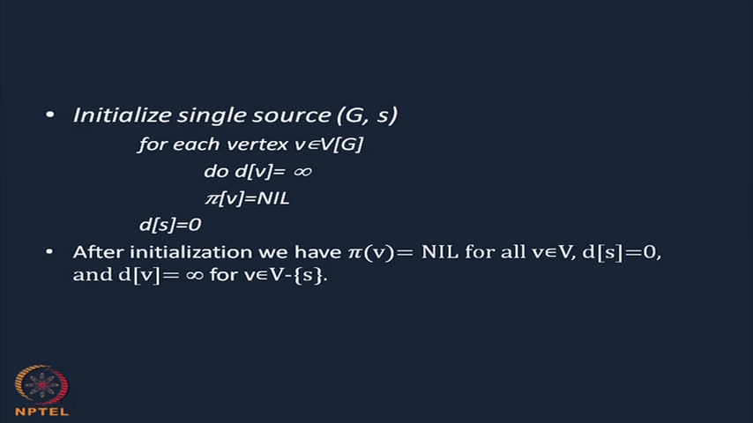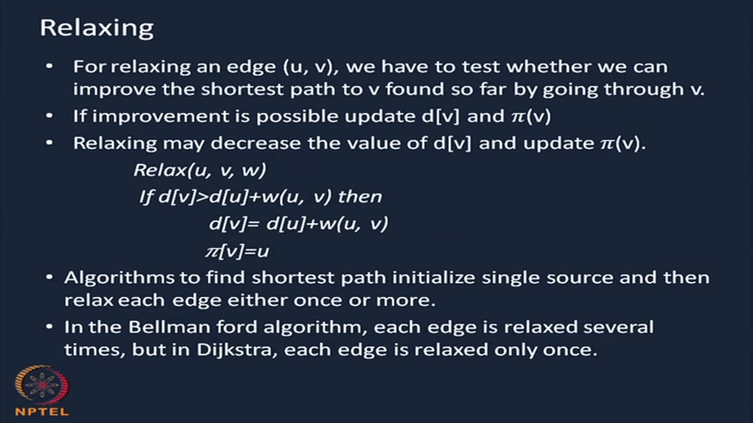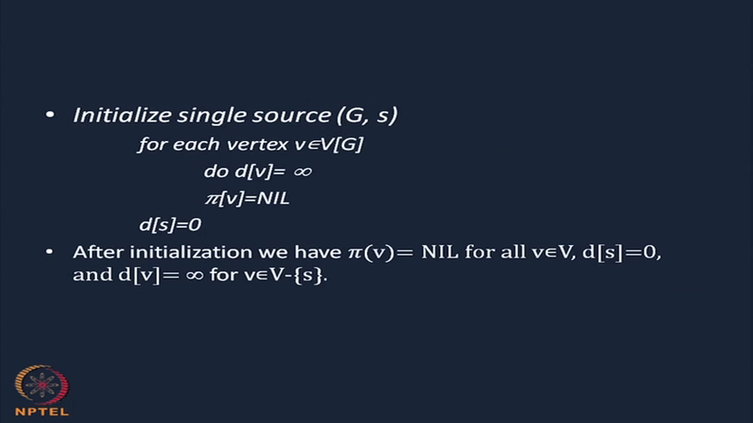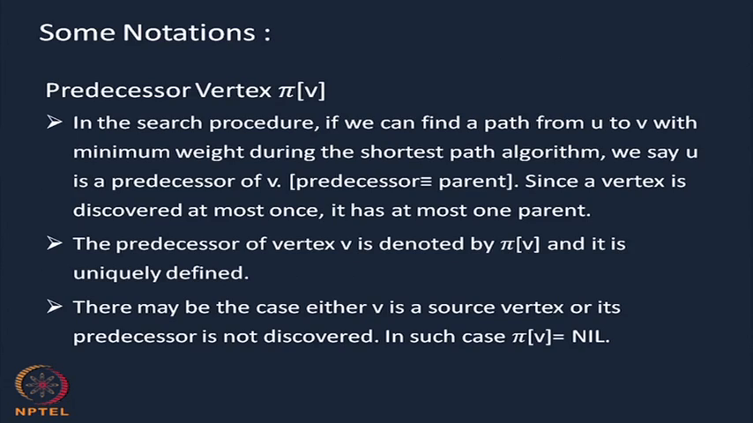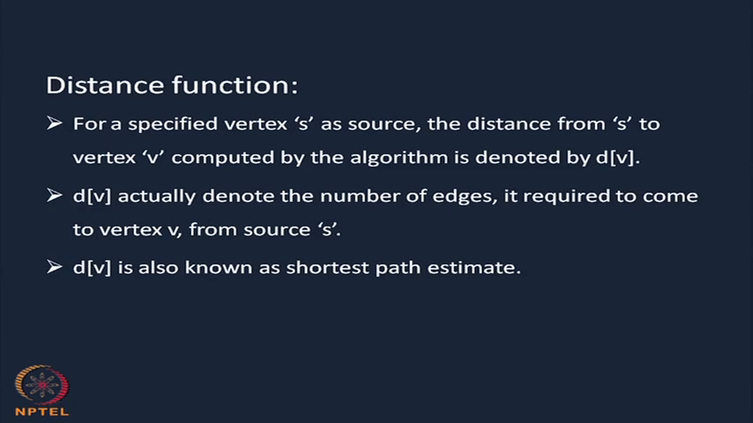For each vertex V, what you will do? You will make the distance of vertex V equal to infinity, and your pi V. What is your pi V? If you remember, we have told in this initialization, we are using pi, whereas for the other one we are using the distance d of V. So, your predecessor vector you are storing in pi, and the distance vector you are storing in d.